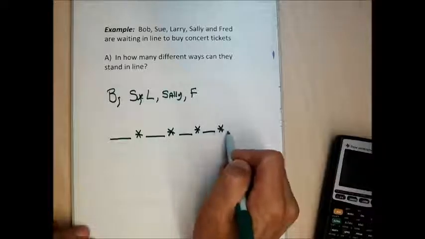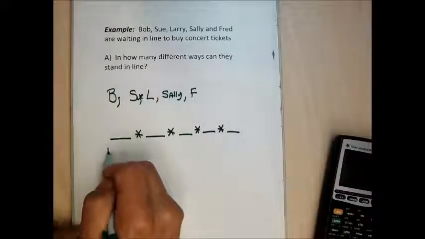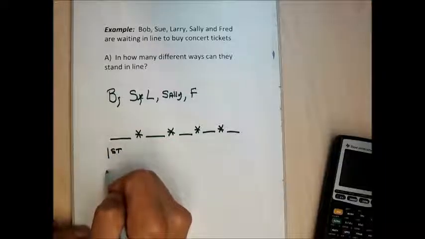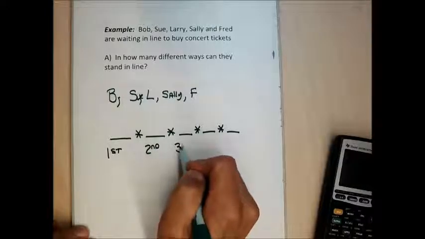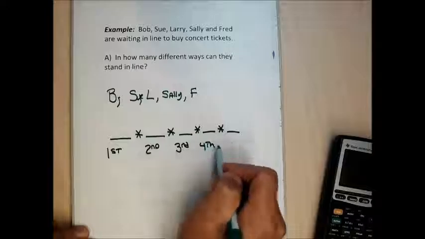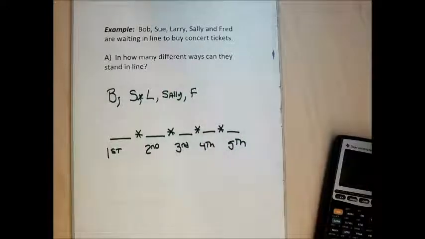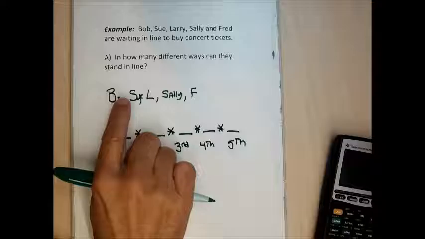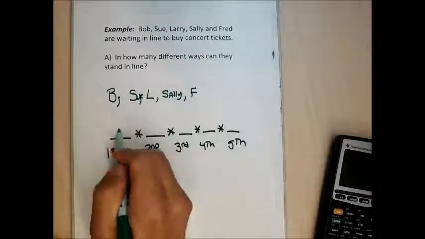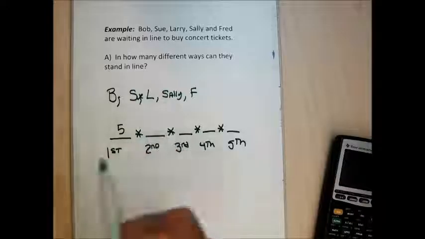So I'm going to make 5 dashes. The first experiment is going to be selecting the person that's first in line. Then I'm going to select the person that's second, third, fourth, and fifth in line. You notice in the wording, I didn't say anything about with or without replacement. It's because it's implied by the problem. So for the first person, any one of the 5, Bob, Sue, Larry, Sally, or Fred, could line up first. There's going to be 5 people that could line up first.